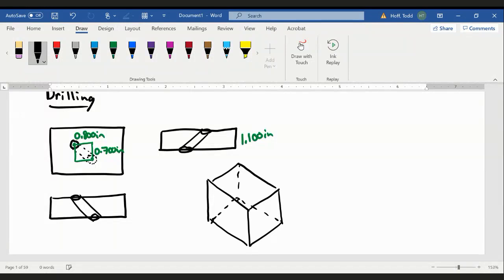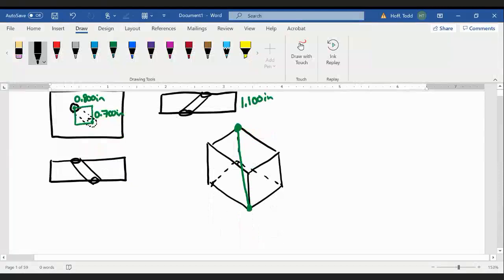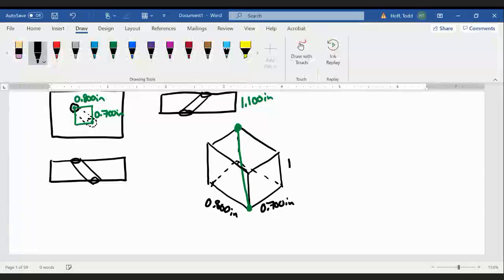So something like that. And the path of our bore is going from this back corner, the upper back corner, to that lower front corner like that. This dimension here, this is the 0.8, the 0.7, and this is the 1.1.